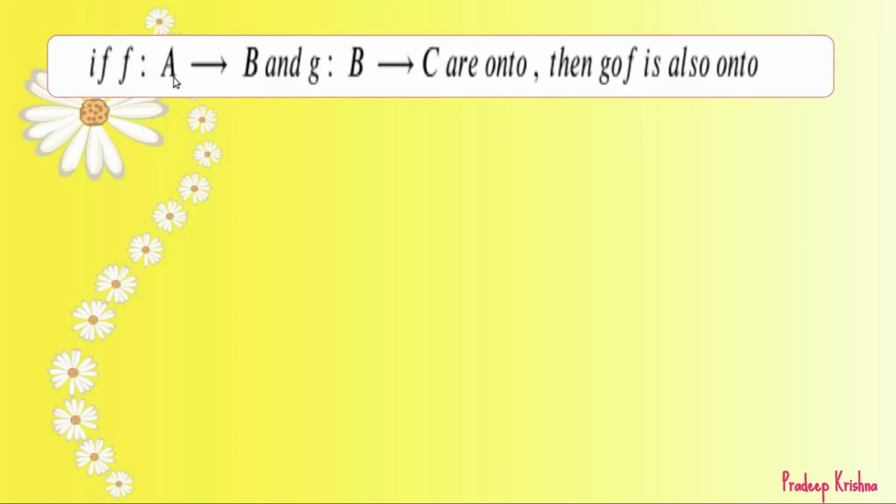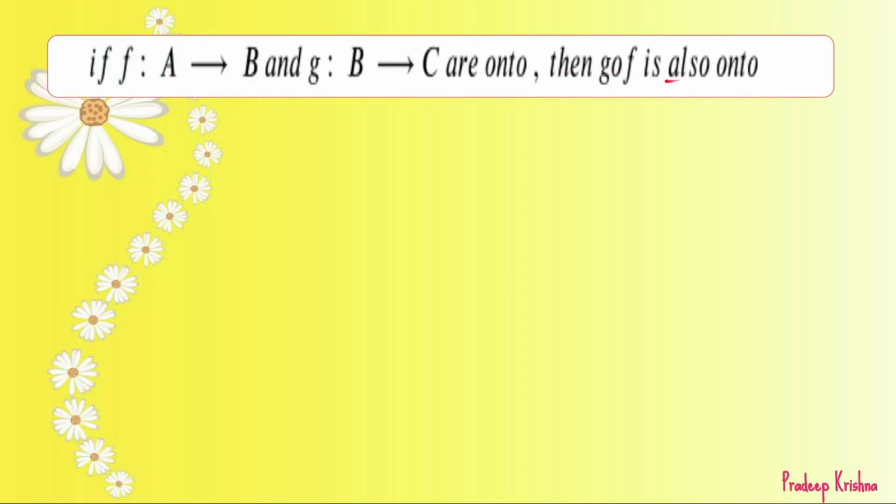What is onto? If a function f from A to B is onto, then every element of B has a pre-image in A. Every element of B has a pre-image in A. To prove this, for every y belongs to B, there exists an x belongs to A such that f of x equal to y.